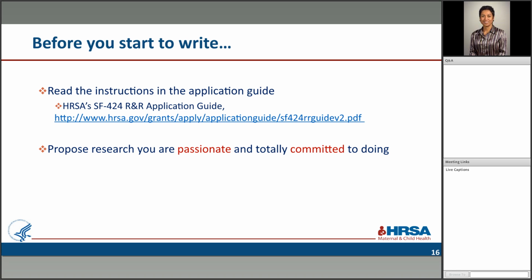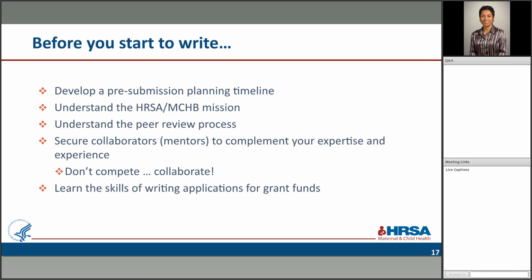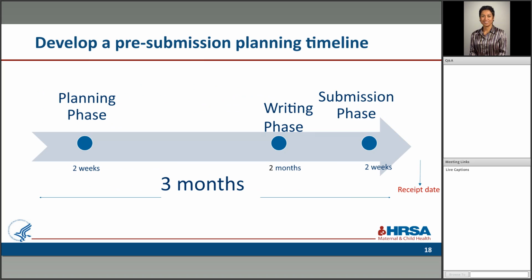Of course, passion is only one factor in choosing a research topic. Another necessary ingredient is commitment or drive to see it through. So some pre-writing activities I'd like to recommend are to develop a pre-submission planning timeline, understand the HRSA MCHB mission, understand the peer review process, secure collaborators or mentors to complement your expertise and experience, and learn the skills of writing applications for grant funds.